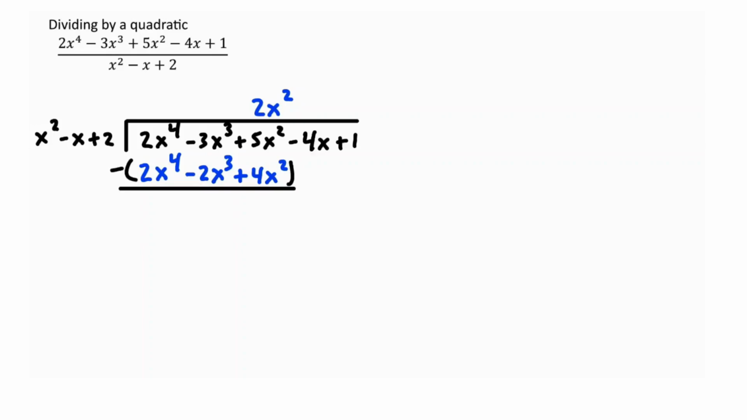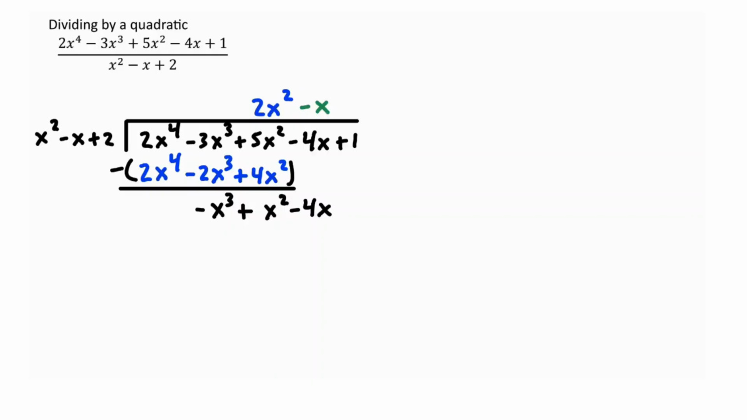We're going to subtract this off. Make sure you put parentheses around this. Simplify this, and we get negative x cubed plus x squared. Next, we'll bring down the negative 4x. Now, how many times does x squared go into negative x cubed? Goes into it negative x times.